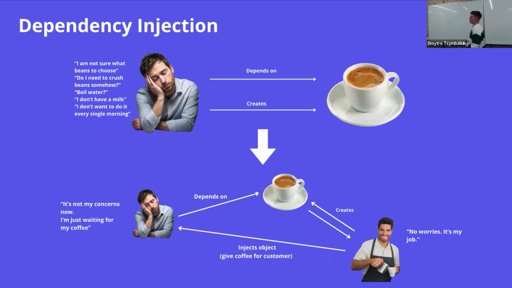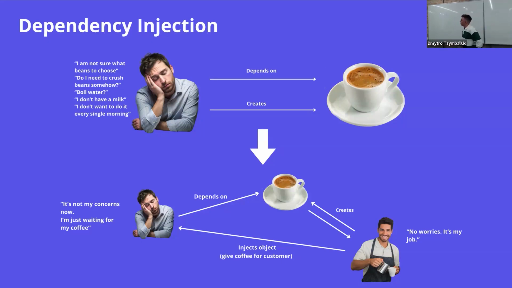And what is dependency injection? We have this sleepy guy that still depends on coffee. He can create this coffee by himself, but he may have a lot of concerns, because how to create this coffee? I'm not that good at creating coffee. I don't know what beans to use. I don't know how to boil water. I don't want to do it each and every morning because it may take a lot of time.